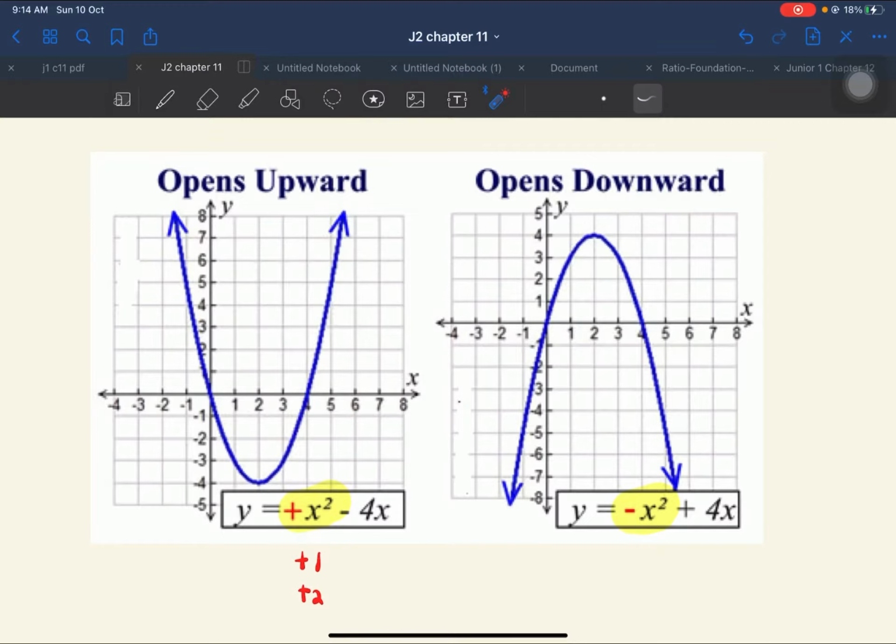And if the coefficient of the x squared value is negative, negative 1, negative 5, negative 10, as long as it is a negative value, your graph is going to open downward. These two graphs, we call a parabola graph. It will present a smooth curve regardless of whether it opens upwards or downward.